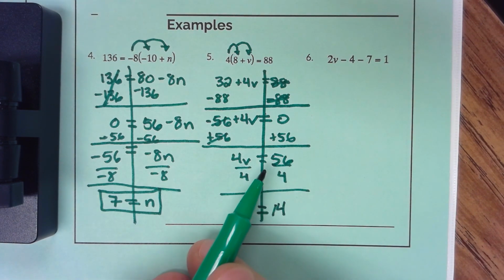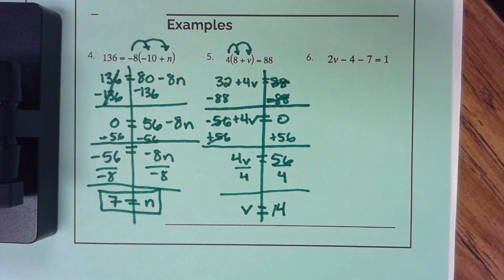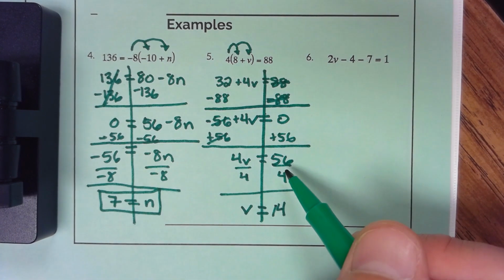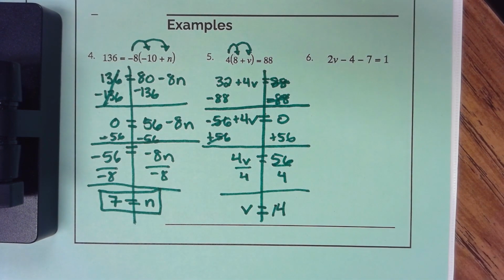Remember my tip from yesterday when you're dividing by 4, if you don't want to use a calculator, you just take that number that you're dividing by 4, cut it in half, so half of 56 is 28. Then take 28, cut that in half. That's how I'm able to divide by 4 pretty quickly.